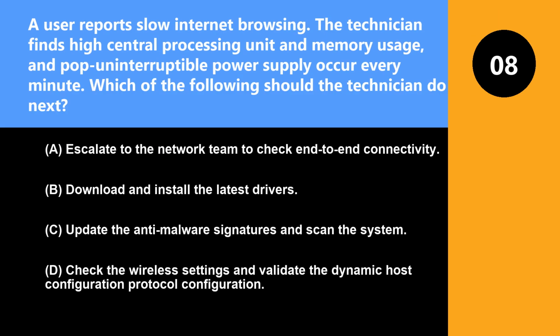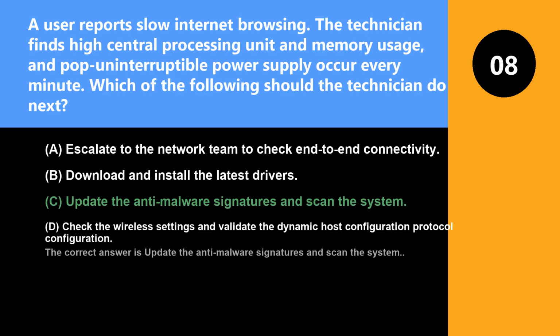Question 8. A user reports slow internet browsing. The technician finds high central processing unit and memory usage, and pop-ups occur every minute. Which of the following should the technician do next? Option A. Escalate to the network team to check end-to-end connectivity. Option B. Download and install the latest drivers. Option C. Update the anti-malware signatures and scan the system. Option D. Check the wireless settings and validate the dynamic host configuration protocol configuration. The correct answer is option C, update the anti-malware signatures and scan the system.